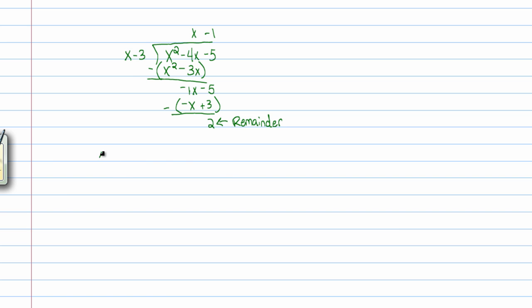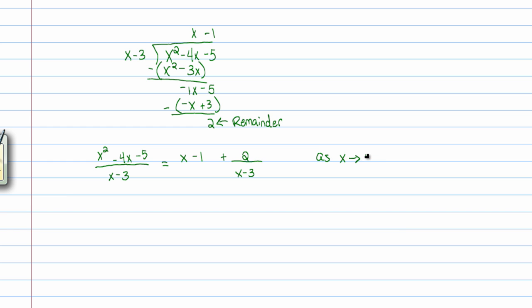So what does that mean? Well, it means that x squared minus 4x minus 5 being divided by x minus 3 can also be written as x minus 1 plus the remainder over the divisor. And at this point you might go, well, what do I do with that? The same thing we have been doing, actually.